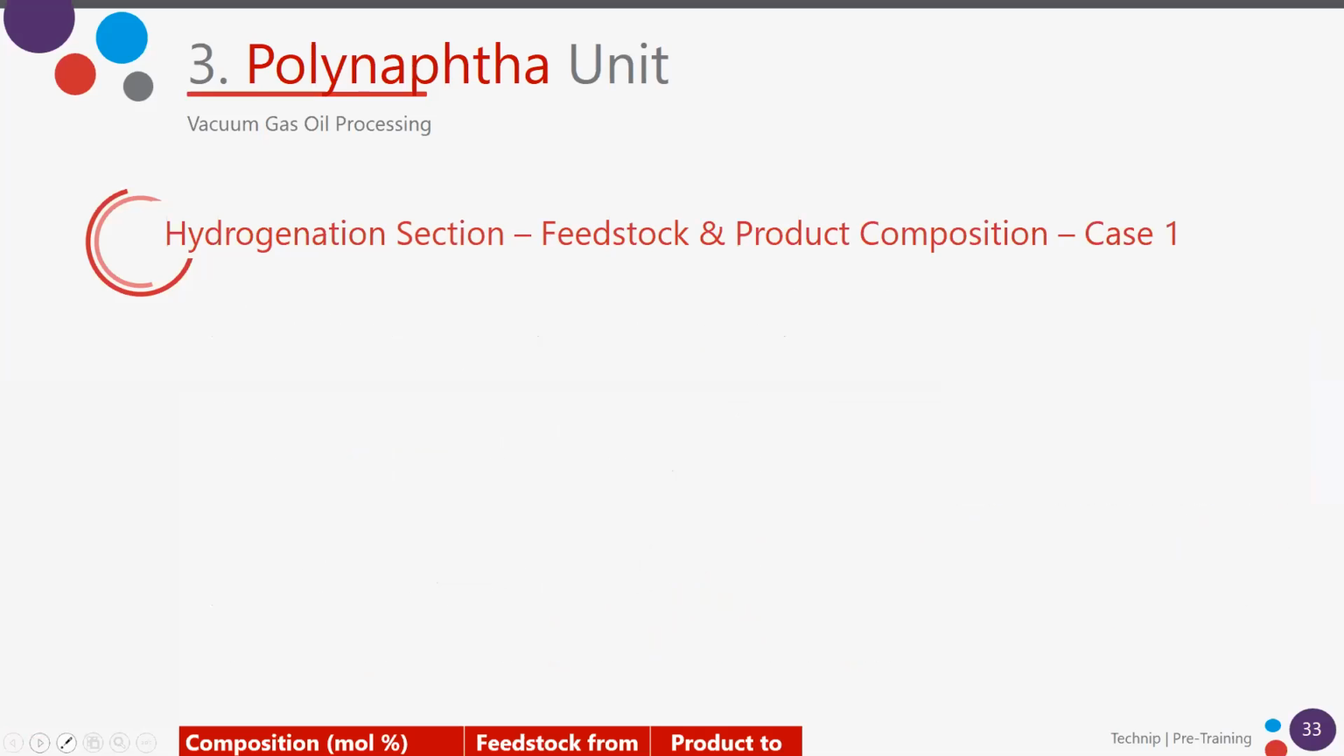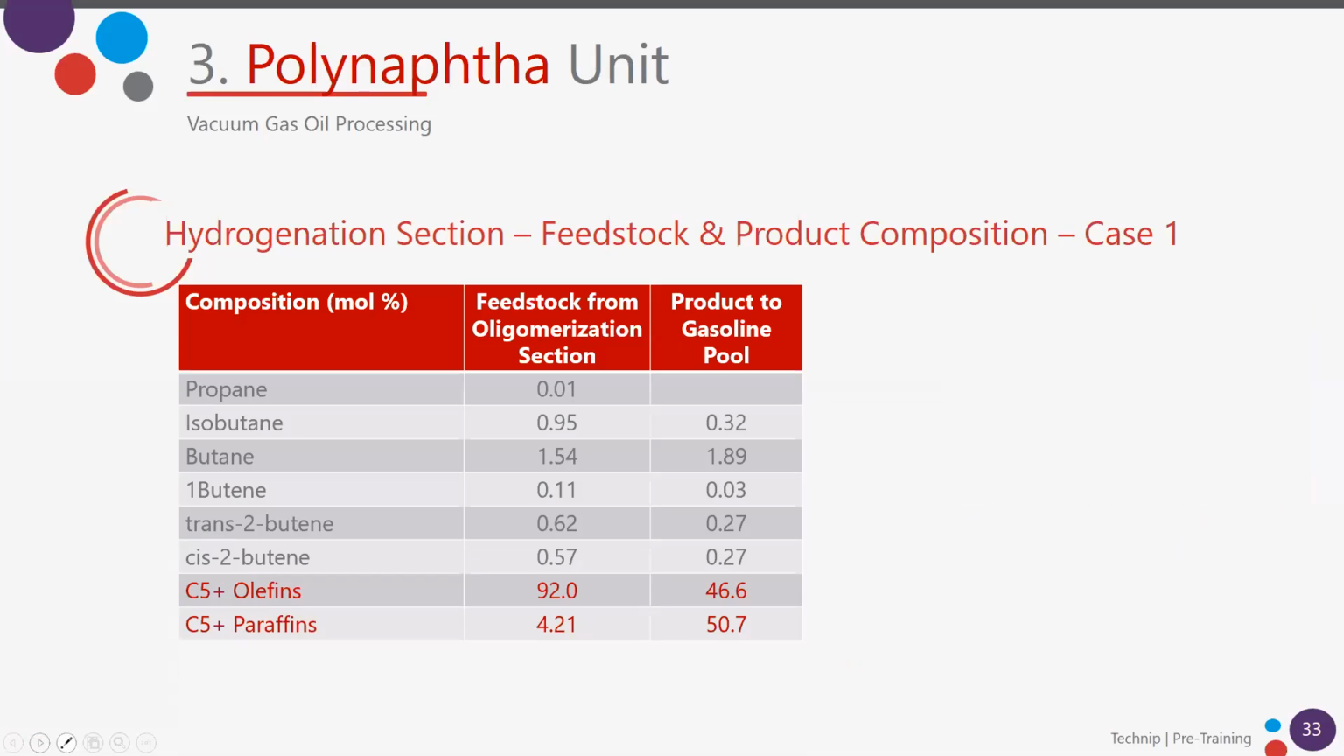So let's see now some of the specifications and characteristics of our feedstock and the product. This feedstock to the hydrogenation section is from the oligomerization section. Remember the previous section, that we had almost 92% of olefins, and we have this paraffins content.